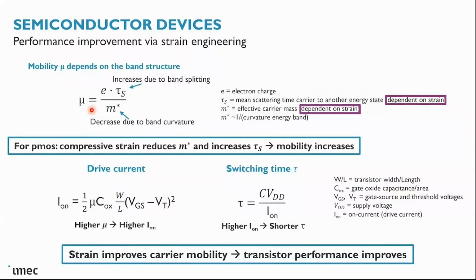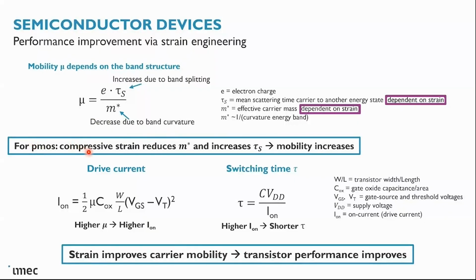So on the previous slides, we saw how compressive strain modifies the PMOS valence band and lowers the hole effective mass. Now let's see what this means for actual transistor performance. If we look at the mobility, it is proportional to the mean scattering time of the carrier to a different energy state, and it's inversely proportional to the effective mass, which decreases due to the band curvature.